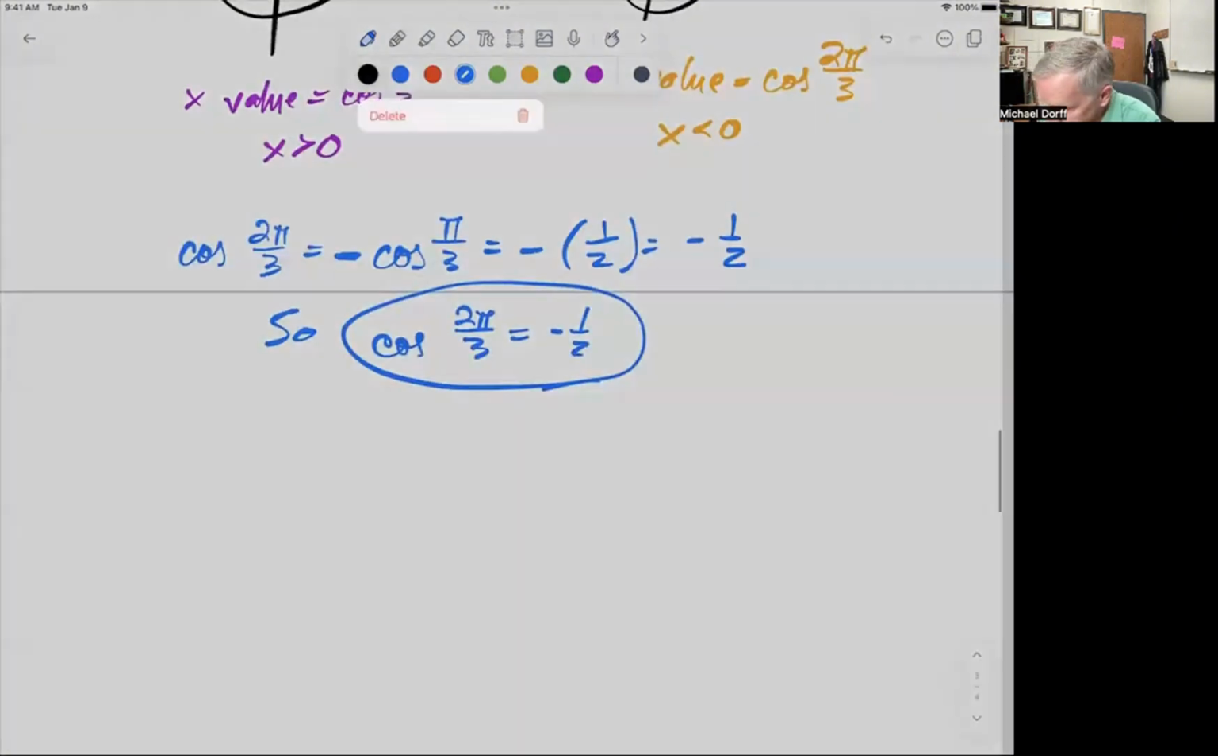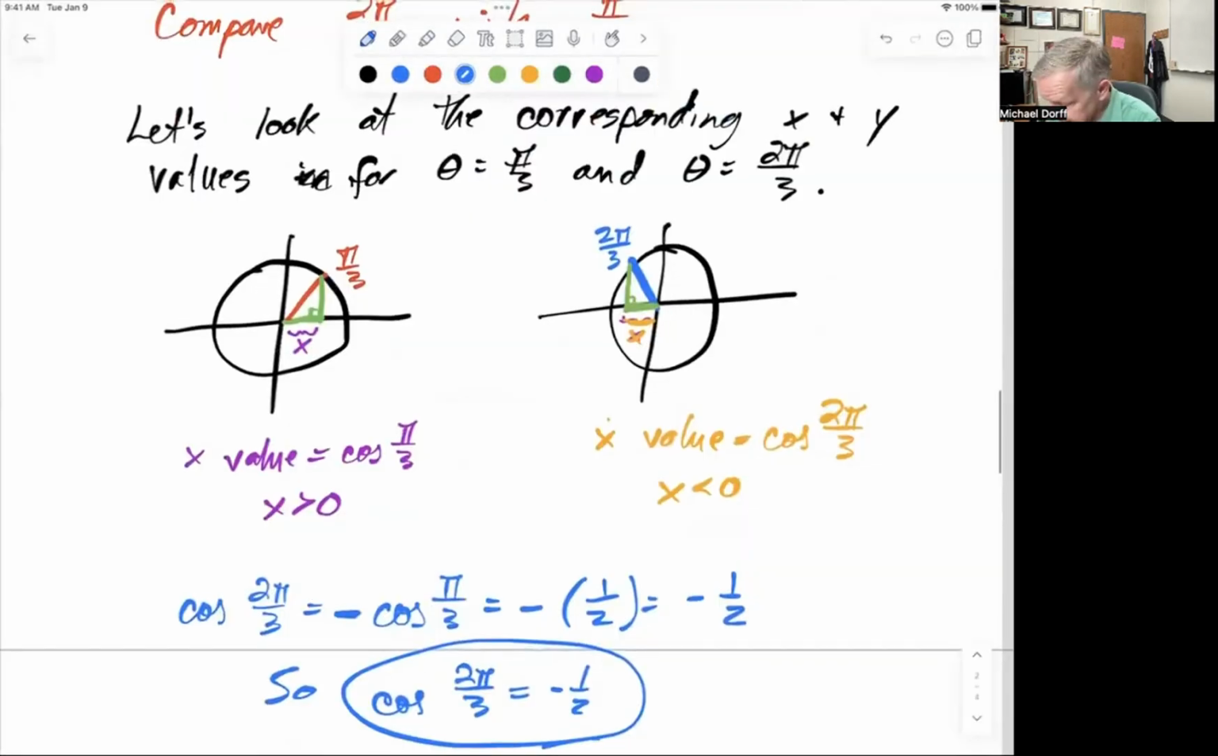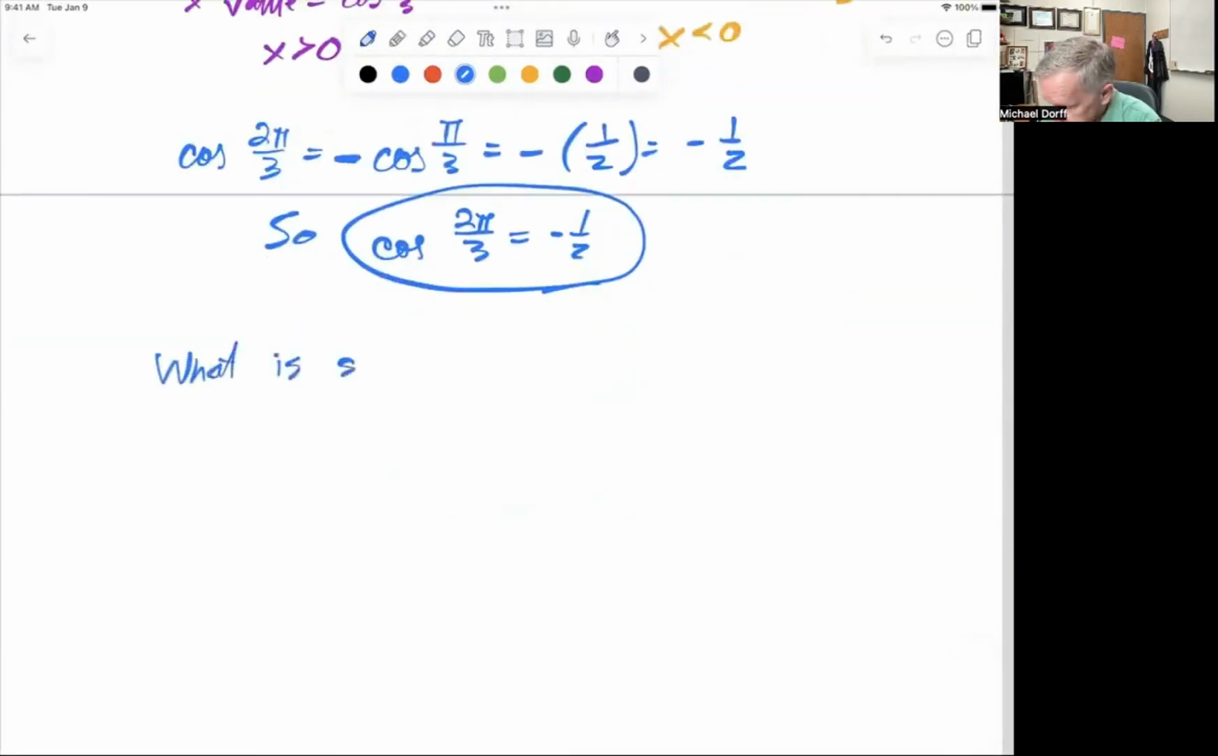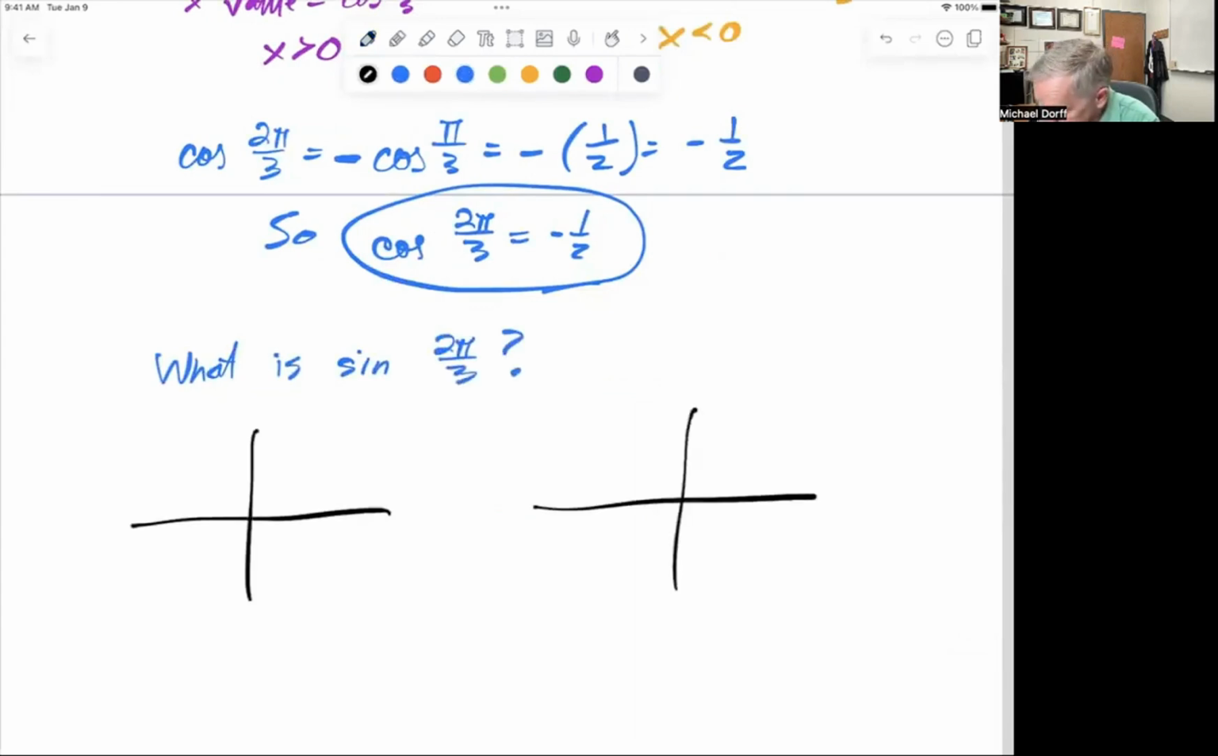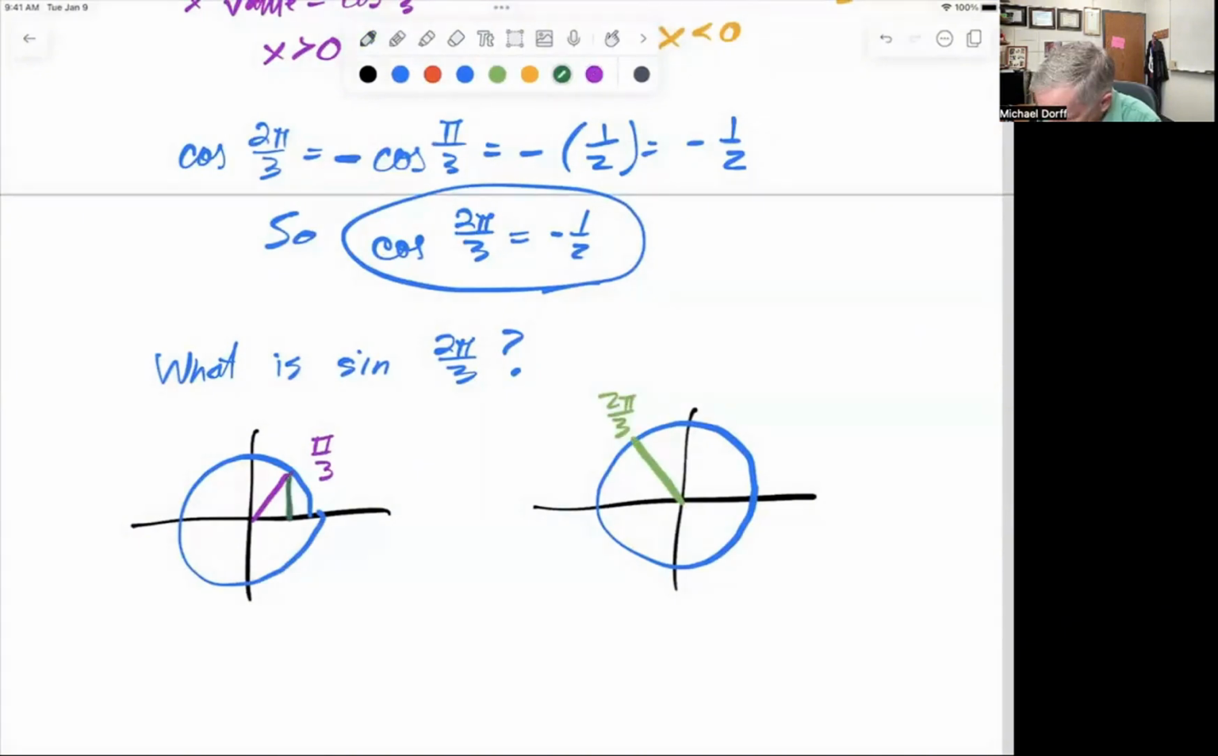Now we do the same thing for the sine value. So what is the sine of 2 pi over 3? If I again draw my axes here, draw my circles, and then draw this in, here's pi over 3, and here is 2 pi over 3. Here's my right triangle, and here's my right triangle. I'm now looking at the y values.